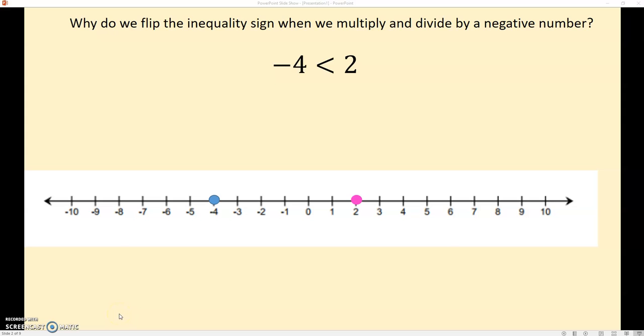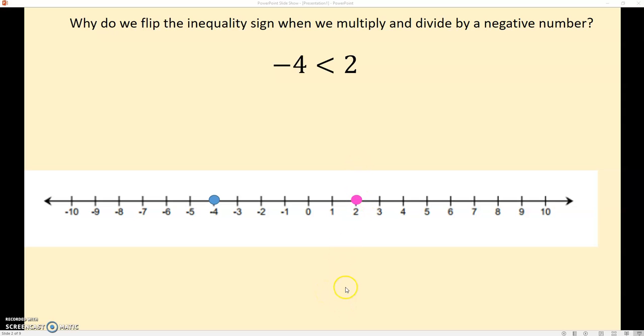Why do we flip the inequality sign when we multiply and divide by a negative number? Well, let's go ahead and do a little explore. Currently, I have negative 4 is less than 2, and negative 4 is represented by a blue dot, and positive 2 is represented by a pink dot.